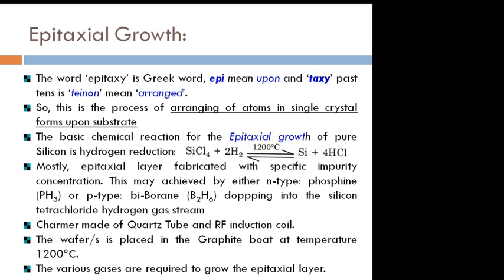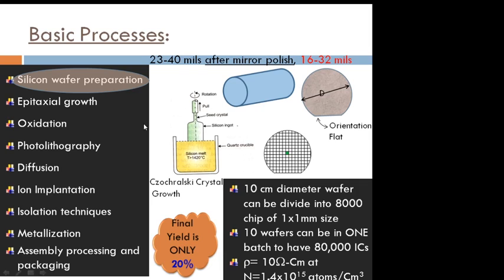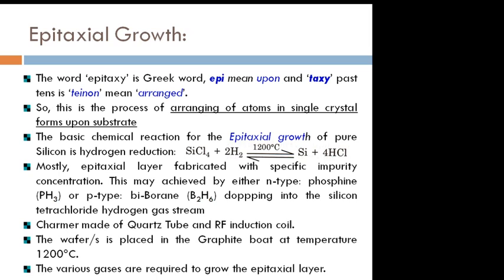Let's go to the next process, and that is epitaxial growth. So the second process is epitaxial growth. The word epitaxial came from Greek, and the meaning of EPI, the first three letters of epitaxial, is upon, on top of something. And taxi, the second part, the Latin word says it is taxi.